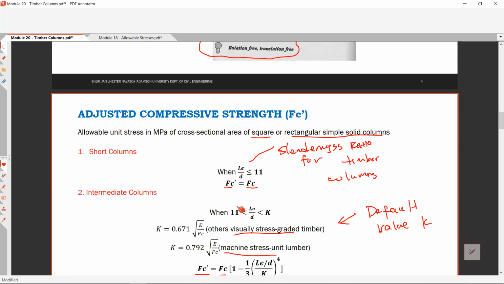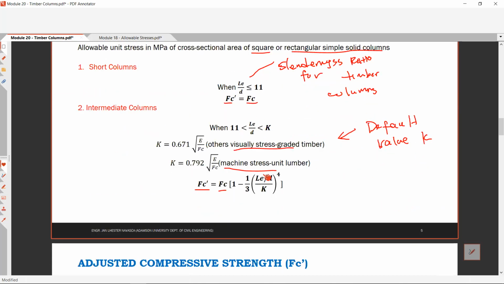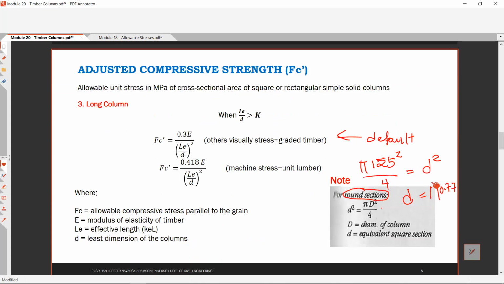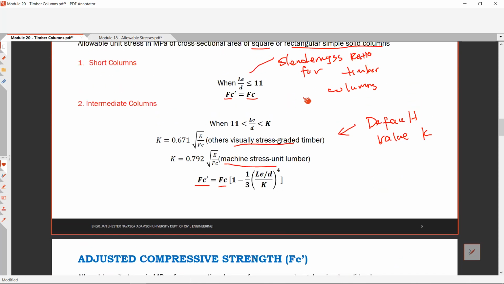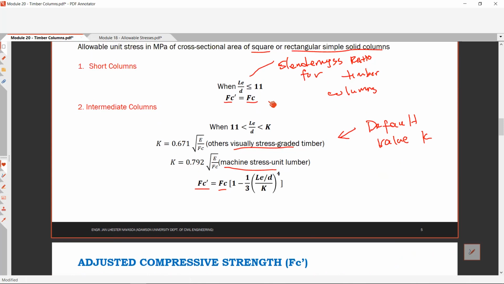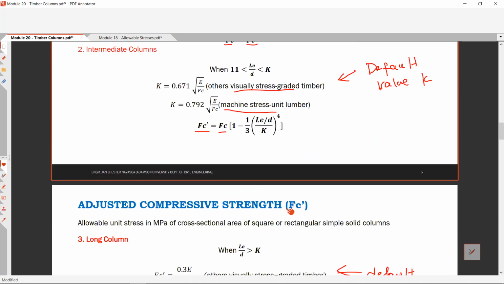So for LE over D, this is the value of D you will use. This is the equivalent square section. Do you have questions for this class? No questions. So we will just proceed straight with this.